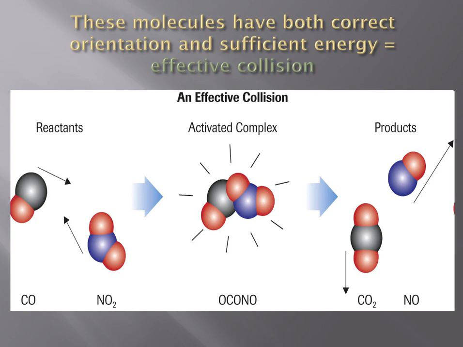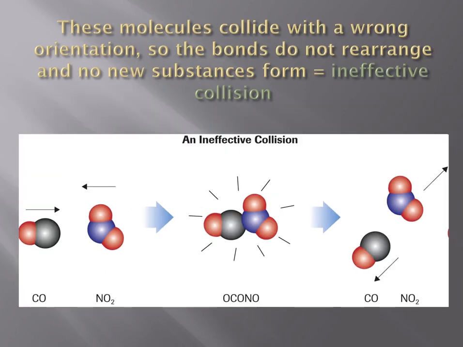This diagram shows an effective collision. There is a correct orientation and sufficient energy for a reaction to occur. This diagram shows an ineffective collision. The molecules have the wrong orientation for a reaction to take place. The two particles will bounce off of each other and will remain in motion.